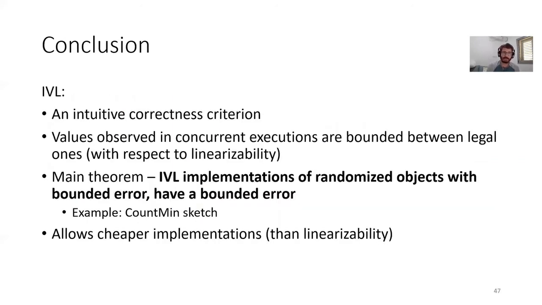To conclude, I've presented IVL, which we see as an intuitive correctness criterion in which values observed in concurrent executions are bounded between two legal ones with respect to linearizability. I've shown the idea of the proof of our main theorem, that IVL implementations of randomized objects with bounded error have themselves bounded error. As an example in the paper, we also show a count-min sketch, and we present an efficient way to get its approximation, which is much cheaper than using a strongly linearizable implementation. We've also shown that it allows for cheaper implementations, sometimes inherently, than linearizability. Thank you.